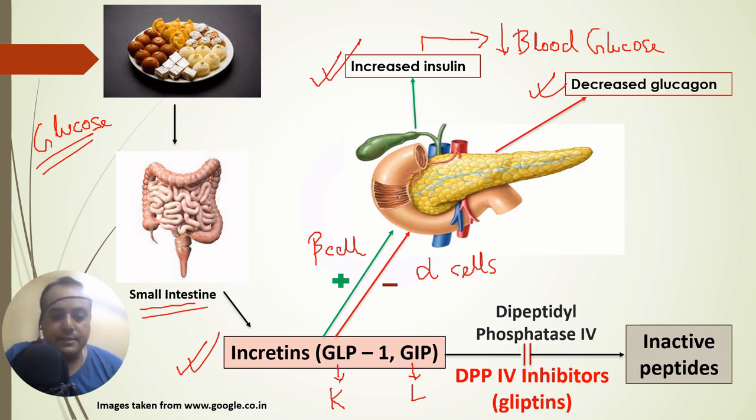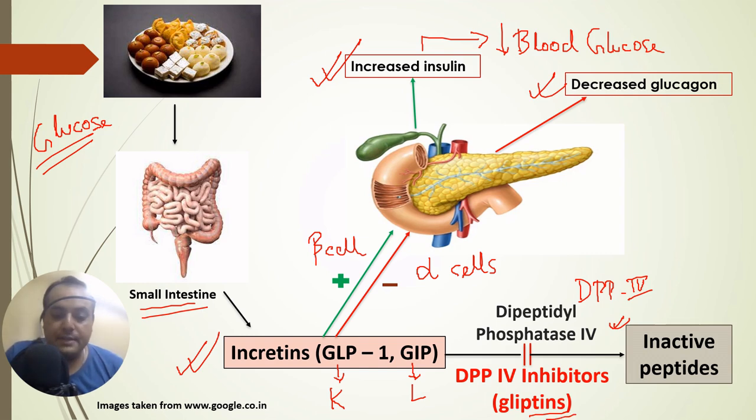Now these incretins GLP-1 and GIP are inhibited by the enzyme dipeptidyl peptidase 4 or DPP4, and the incretins are converted into inactive peptides. Now this DPP4 is inhibited by the group of drugs that we are discussing today, that is the gliptins.